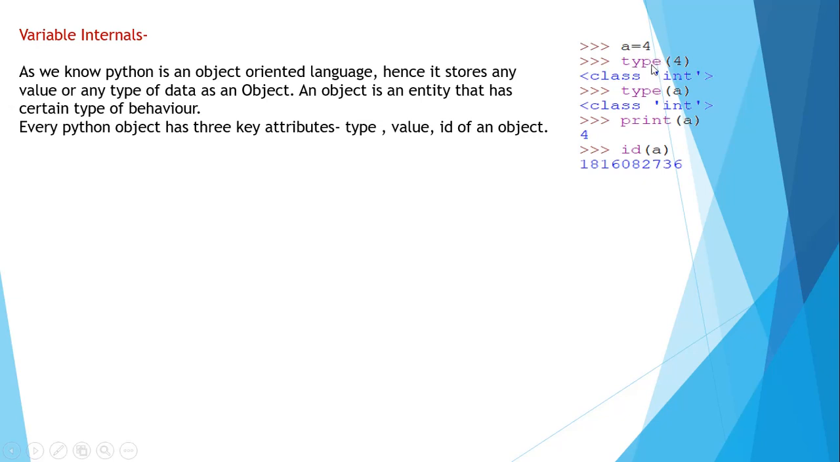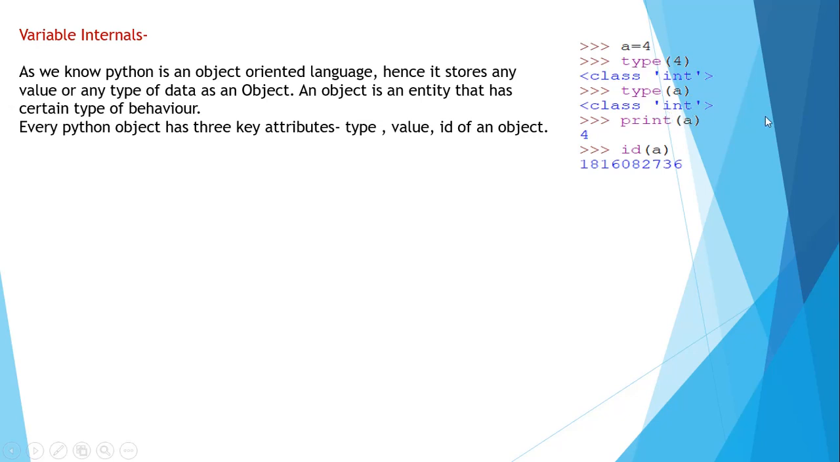When we write type of 4, it is going to show you the int class. That means 4 is an integer, which obviously we know. So the type of 4 is class int. And since we have referred a to 4, that is, a is pointing to the memory address of 4, the type of a is also class int.